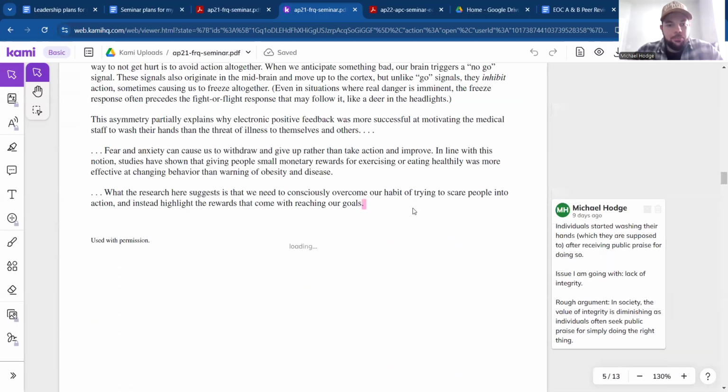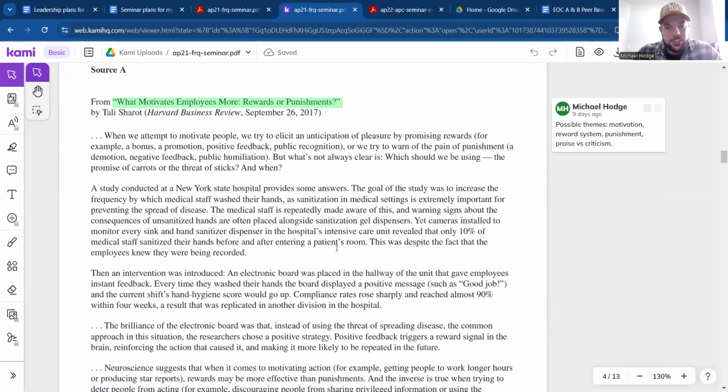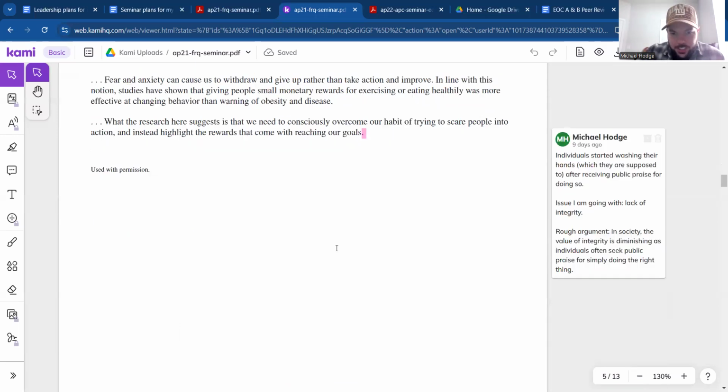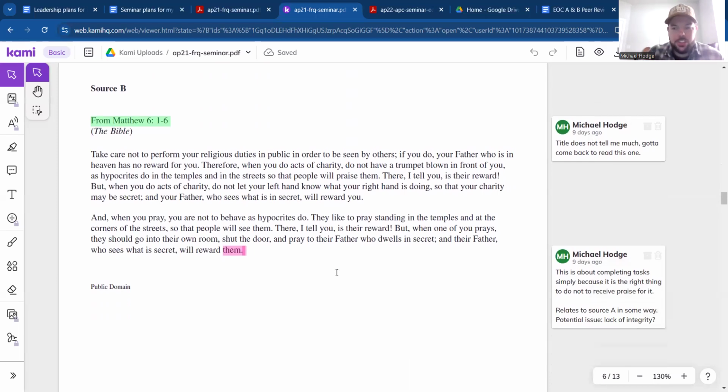And then I go back up here, I read through this, I find out that I was correct and these things kind of tag along with it, and that these people were only washing their hands more because they were receiving some sort of reward or praise for it, which immediately connects to this particular document right here. So my thought process of my potential argument being about a lack of integrity worked. And I didn't even have to read the other two.